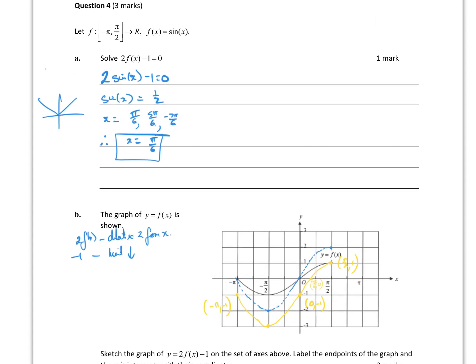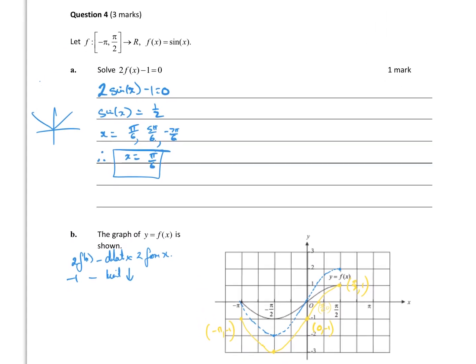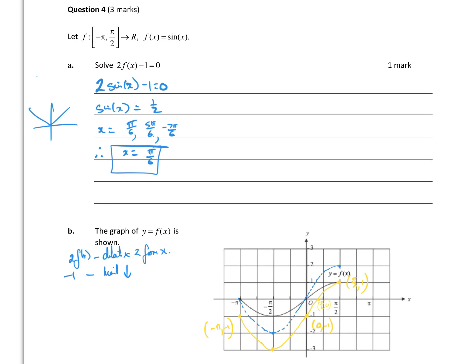A little bit of trig. This was a past paper question, so you can see the level of maybe tech-free solving trig equations we may be asked to get to. Solve 2 f of x minus 1 equal to 0. F of x is sine x between negative pi and pi on 2. So if I rearrange, I get 2 sine x minus 1 equal to 0. 2 sine x is equal to a half.